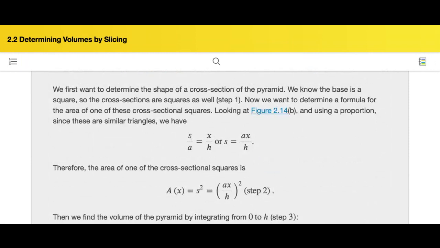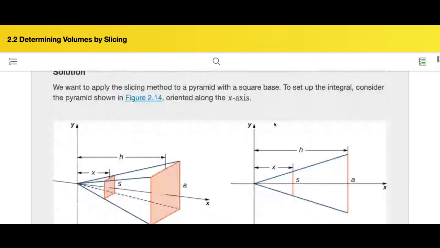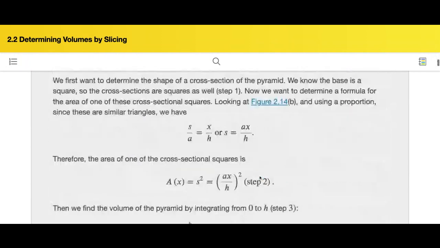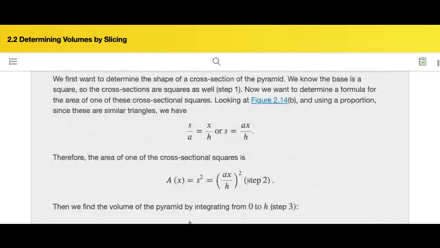Similar triangles have corresponding sides in the same ratio, being proportional. So S divided by A equals X divided by H. So X is this. That means we can rewrite this ratio as S equals A times X divided by H, right? In this way, we can substitute S later on.